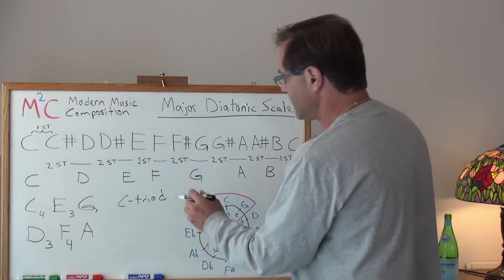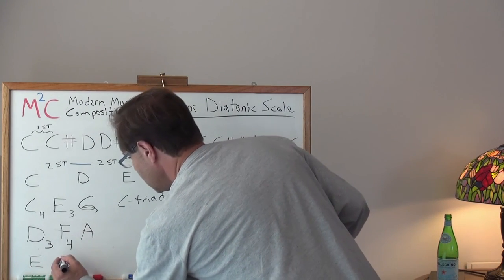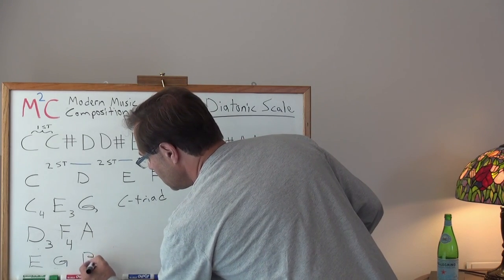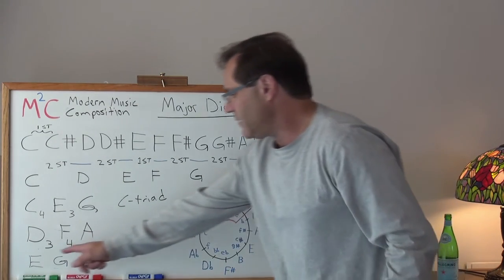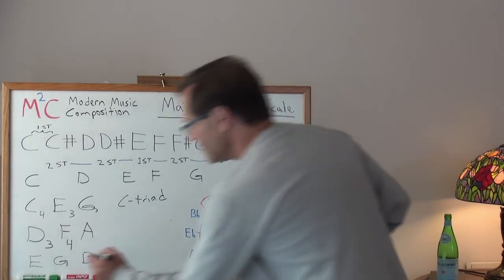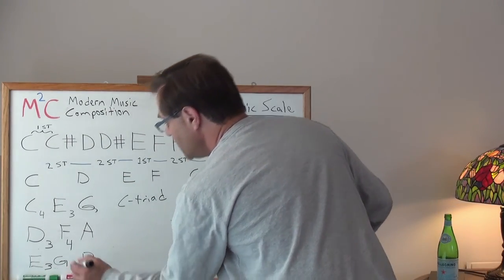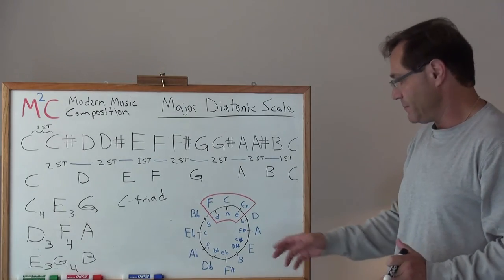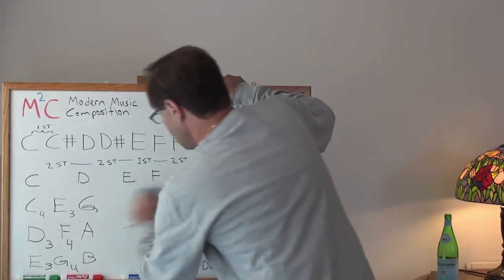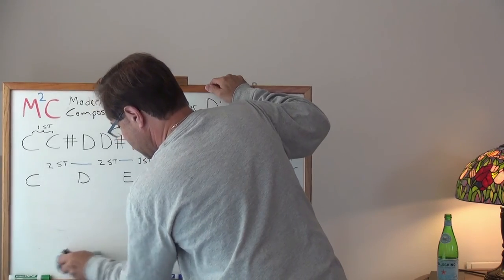Let's continue. Let's go to E for the sake of completeness. E, G, B. So the interval between E and G, once again, that's 3 semitones. The interval between G and B is 4. So that's a minor chord. Look, E minor. That's interesting. Well, let's continue.